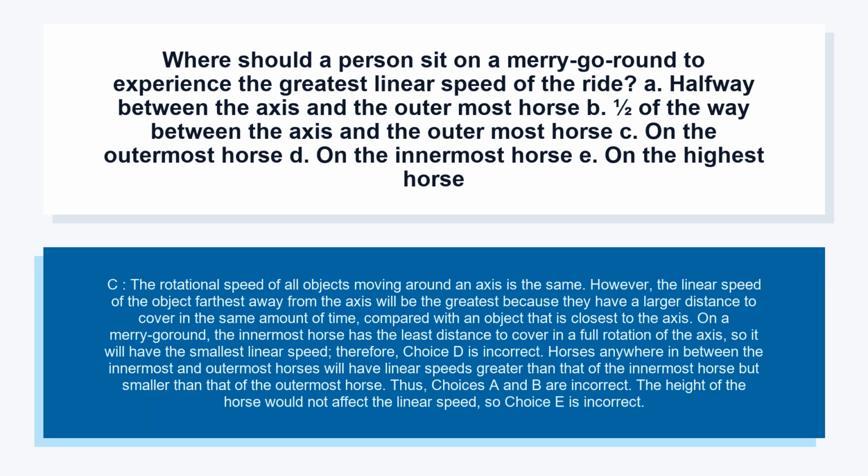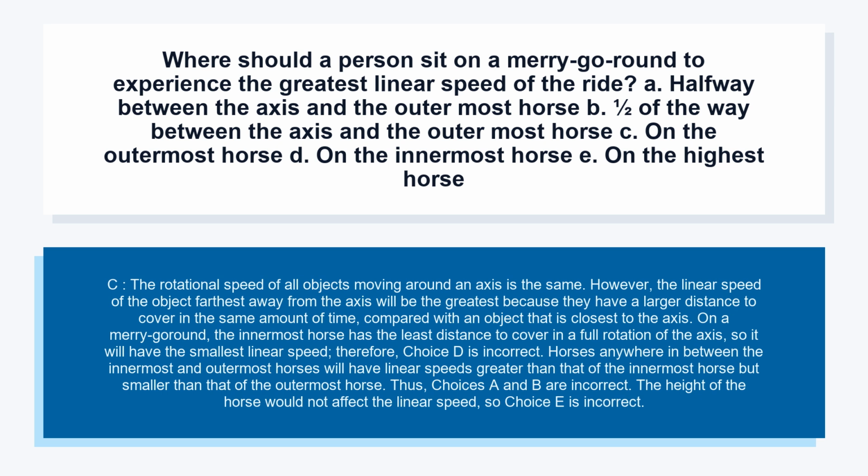C. The rotational speed of all objects moving around an axis is the same. However, the linear speed of the object farthest away from the axis will be the greatest because they have a larger distance to cover in the same amount of time, compared with an object that is closest to the axis. On a merry-go-round, the innermost horse has the least distance to cover in a full rotation of the axis, so it will have the smallest linear speed. Therefore, choice D is incorrect.